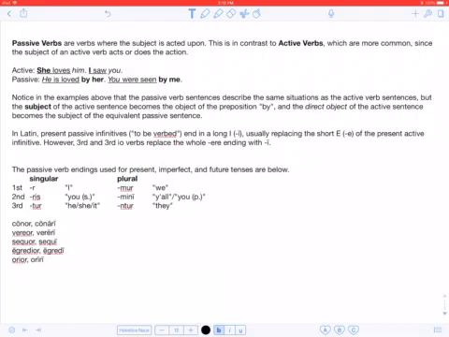Now, in a passive verb sentence, he is loved by her. The subject now is not doing anything. Right? He is not actually doing anything. He's not the doer. He's not the actor. He is being acted upon. He is loved by somebody else. And notice we say by her. So we use the preposition by in English to do that.